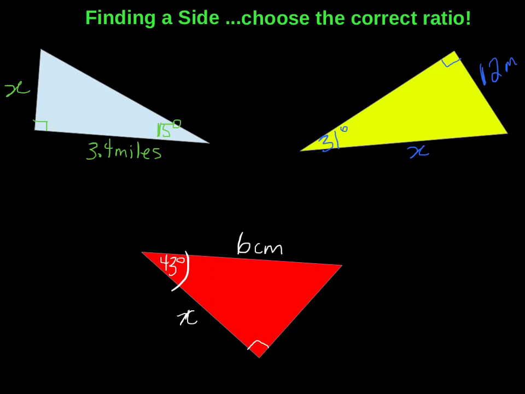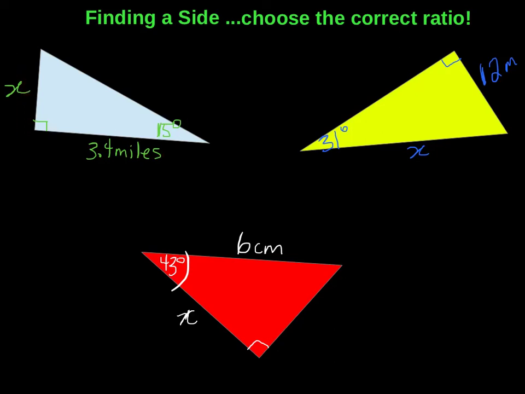Okay, so here it is, folks. You've got 3 triangles, and you need to find x in each case of them. So for this first white triangle, let me just point out you've got your angle here. This side right here is 3.4 miles, sorry. And this side here is what you're looking for.